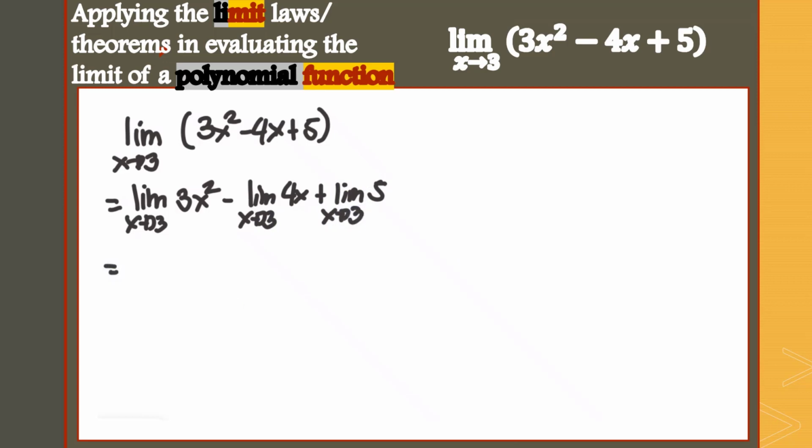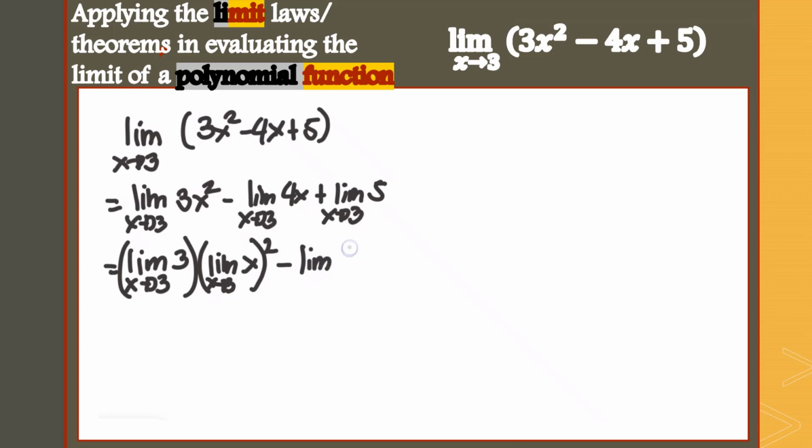Then we apply here the limit theorem for power and product. We have the limit of the constant 3 as x approaches 3 times the limit of x as x approaches 3, and since we have the power, you have 2 like that. This is the application of the power and the product, minus the limit of 4 as x approaches 3 times the limit of x as x approaches 3, plus the limit of 5 as x approaches 3.